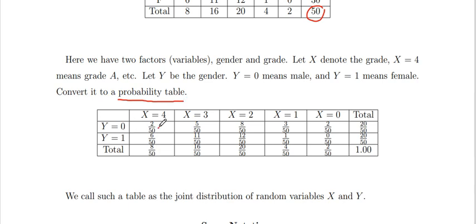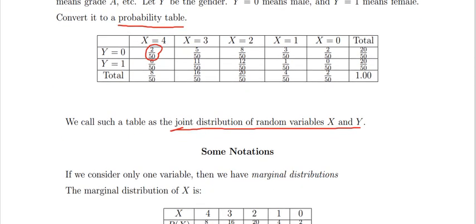So what does this probability mean? What is the probability that x equals 4 and y equals 0? This is probability 2 over 50, right? Such a table we call a joint distribution, the joint distribution for two random variables x and y. Here x and y are discrete variables, right? x can be 0 to 4, y can be 0, 1.